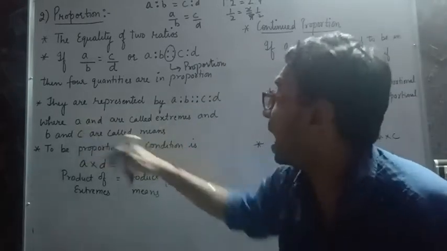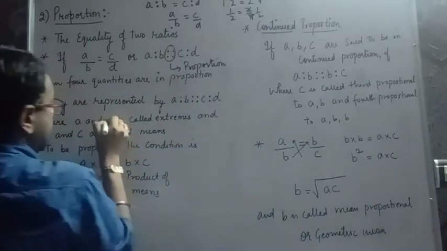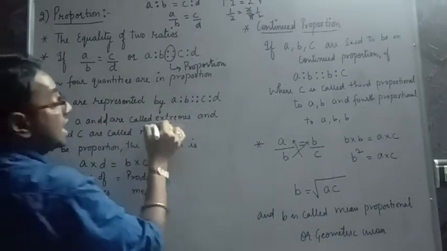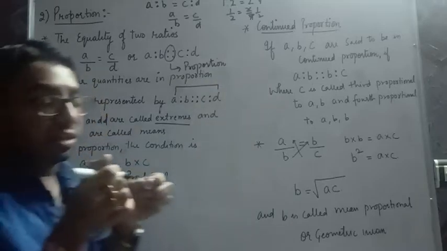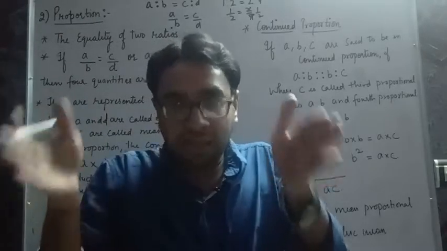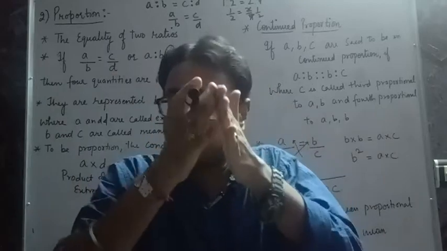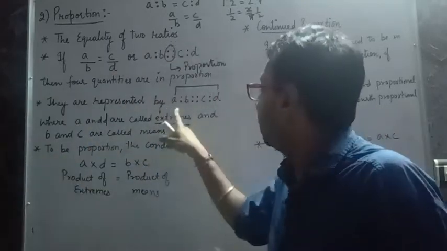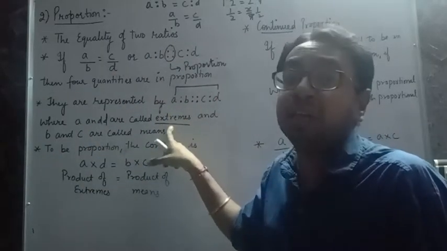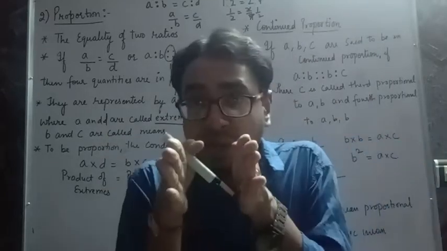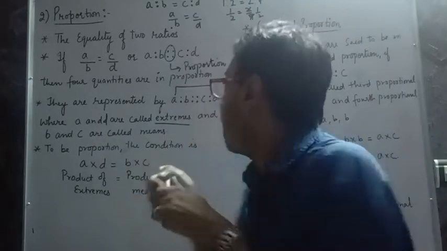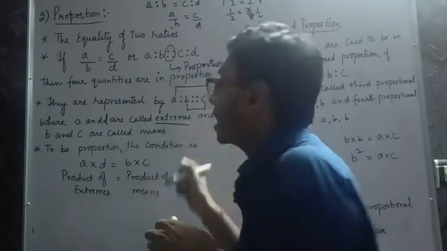Where A and D are called extremes. These two terms are called extremes. Why extremes? Extremes means last, extreme position means the final position. They are at the last, that is why they are called extremes. And B and C are called means. Means they are coming in between. That is why they are means and they are extremes.